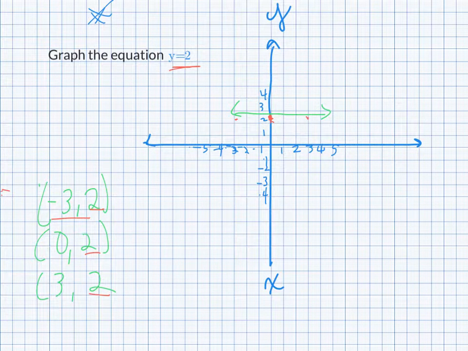And so the graph of the equation y equals 2 is a horizontal line 2 units above the x-axis. And so here is the x-axis, and we're going to be 2 units above that. It's a straight line going across. The y stays at 2 all the way. It's just the x values that change.